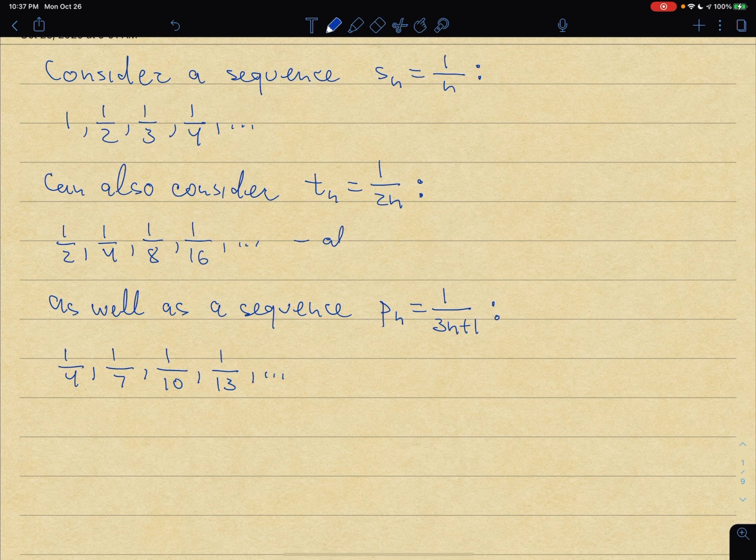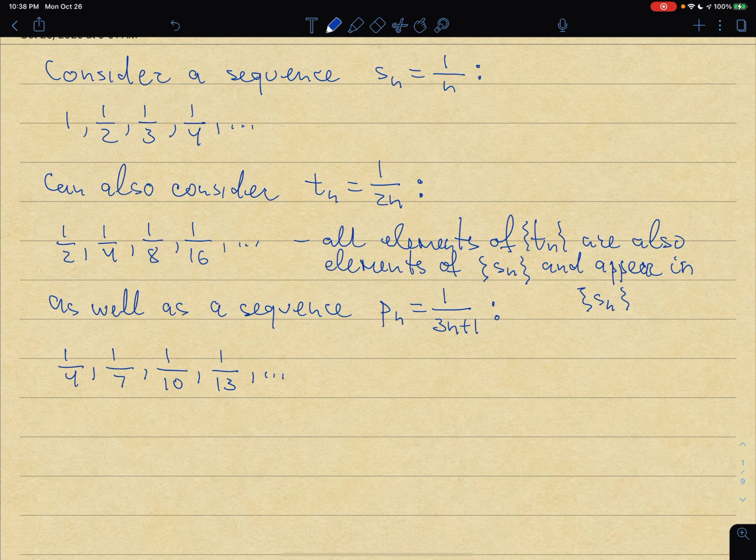So all elements of Tn are also elements of Sn, and they appear in Sn in the same order.